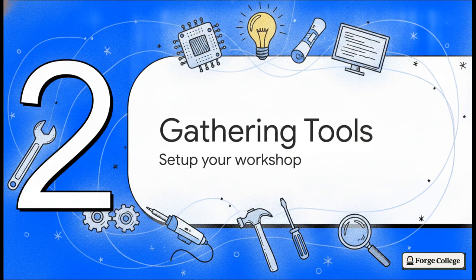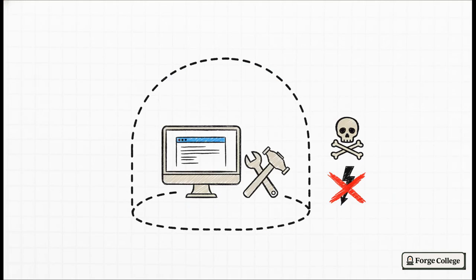Moving right along to Section 2, gathering your tools, setting up the workshop. Before we write a single line of code, we need to get our inventor's workshop ready. Here are the essentials: Node.js, NPM or Yarn, the Solana CLI, and, this is a big one, the Solana test validator. I literally cannot stress this enough.